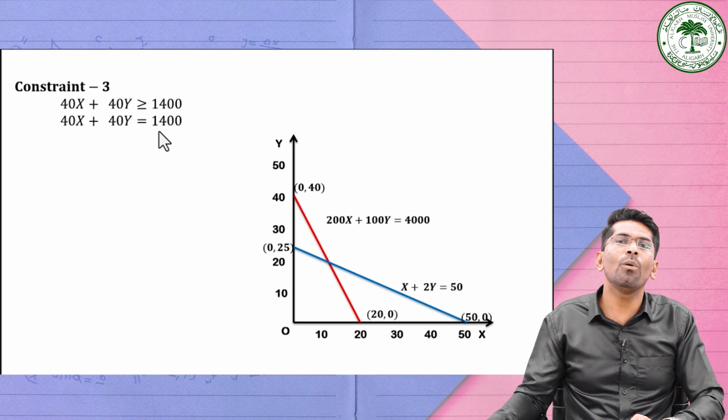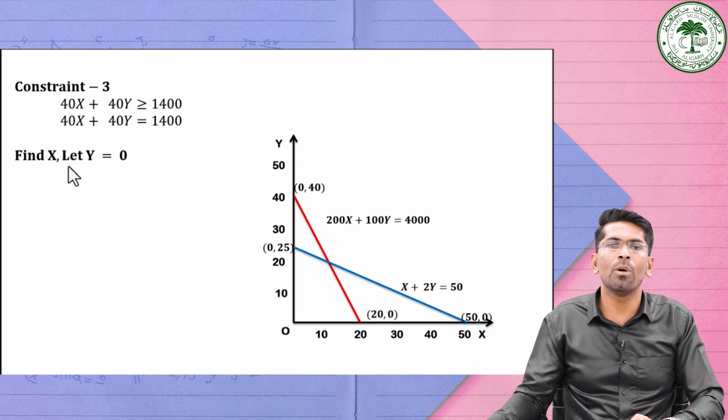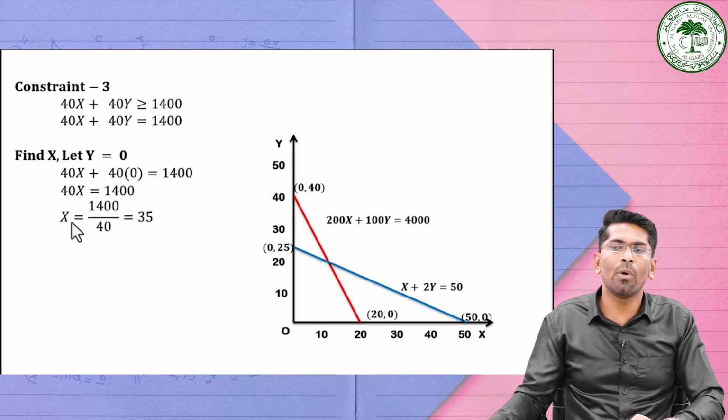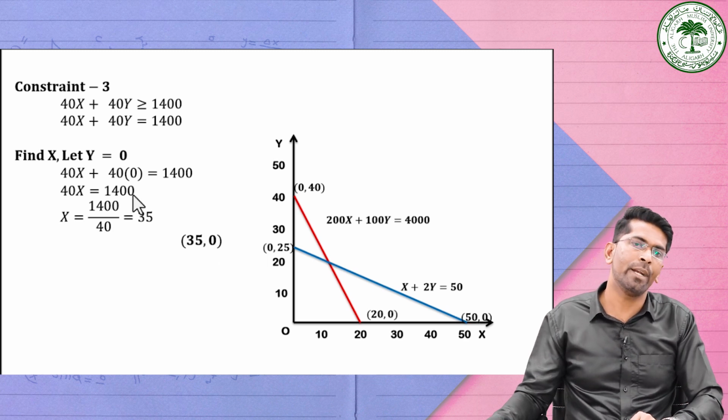Now by assuming the value of y is equal to 0, what is the value of x? Y we are going to assume here is 0, then it is 40x plus 40 into 0, which is equal to 1400. Then if you multiply these two values, it will become 0. Then 40x is equal to 1400. Dividing both sides of the equation by 40, x is equal to 1400 divided by 40, which is equal to 35. So when y is equal to 0, then x is equal to 35. This is one of the coordinates of the given constraint.